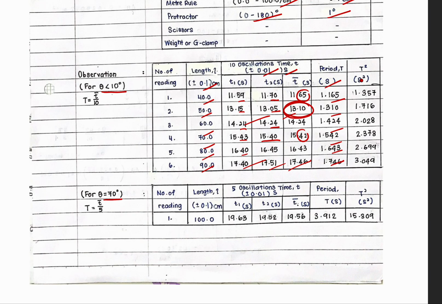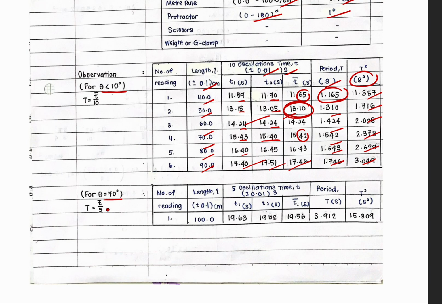Next, untuk period squared, kita ambil nilai ini dan kita squarekan dia. Samalah, if 2 decimal places semua 2, kalau 3 semua 3. And your unit is second squared. So that is your table for your observation.